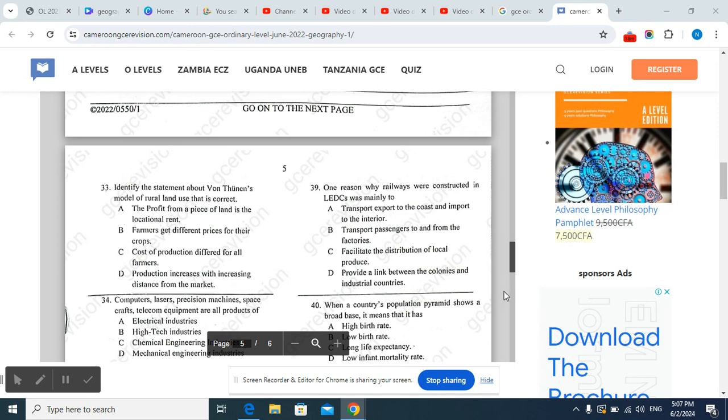Question 34. Computers, lasers, precision machines, spacecraft, telecom equipment are all products of... The answer is B.